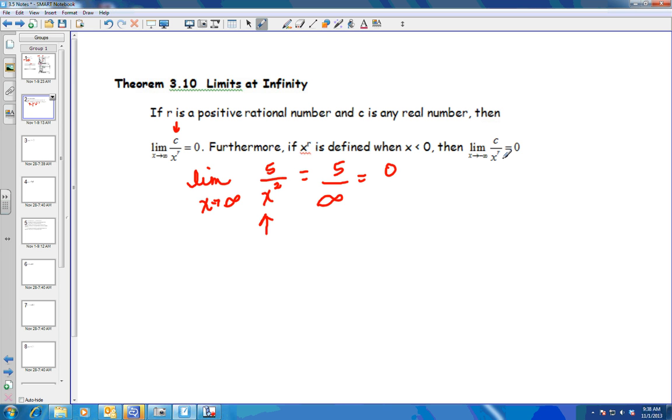And same thing for negative infinity. So this is the theorem that tells us a constant over x to some power will always equal 0 when I'm approaching positive or negative infinity. So let's see what that looks like.